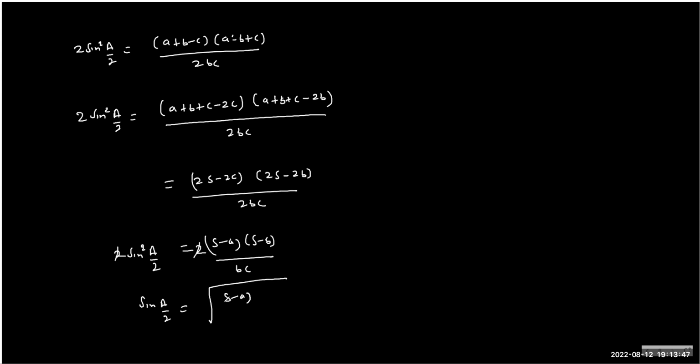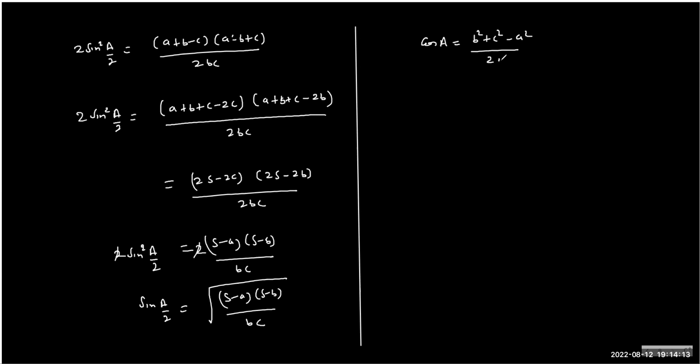Under root of (S minus B) into (S minus C) by BC. So you can get the sin(A/2) value in terms of S. This is how we get it. If you want, you can get cos(A/2) also. So similarly, how to get cos(A/2)? We have the formula cos A equals (B square plus C square minus A square) by 2BC. But to get cos(A/2), what I can do is write this as 2cos²(A/2) minus 1. I'm using the double angle formula, so I can write A as 2 into A/2.